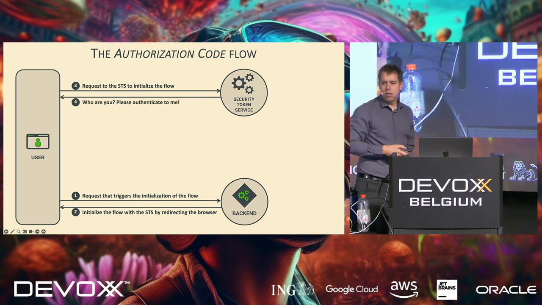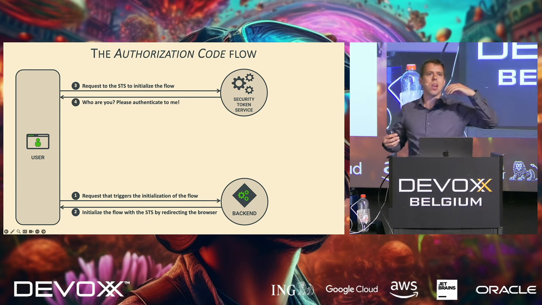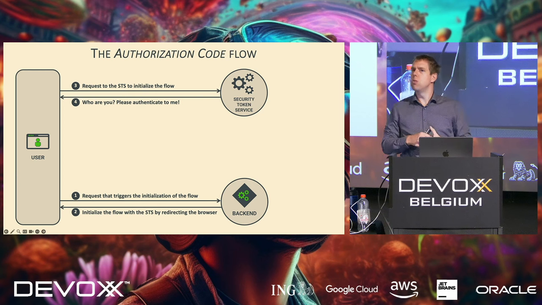In the demos, you saw a login form. That security token service receives a request. It's like, hey, I would like to know who the user is. And the security token service is like, I don't know who the user is. Bam, login form. Like, hey, who are you?